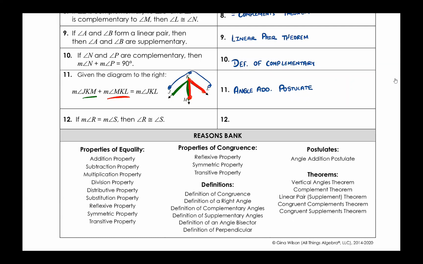All right, and last one. If the measure of R equals the measure of S, then angle R is congruent to angle S. Definition of congruence.